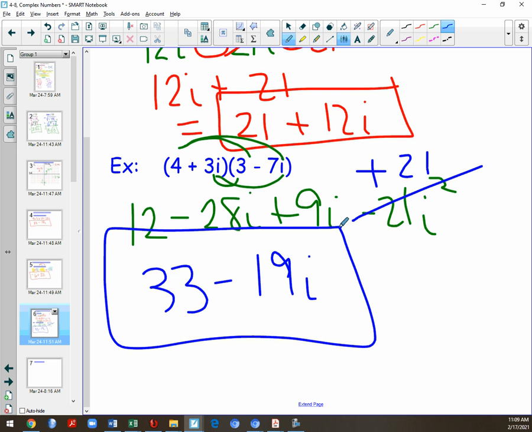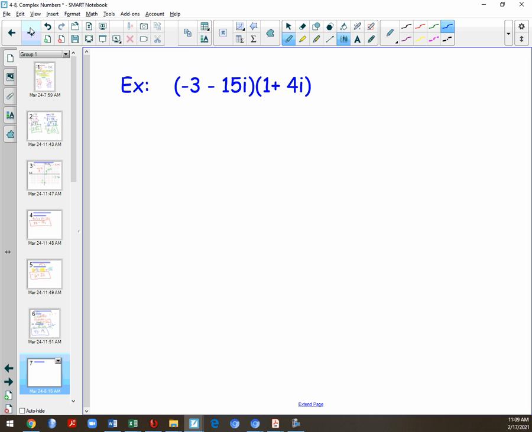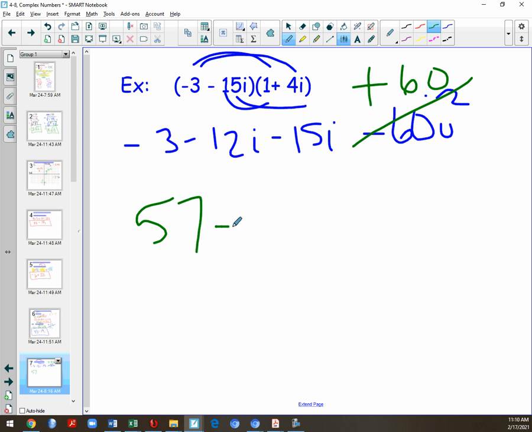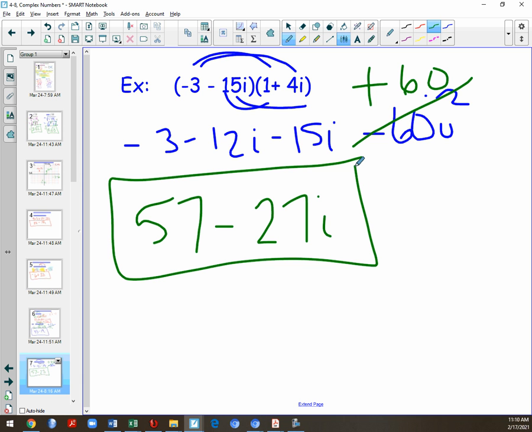Okay, next. Same thing as multiplying. So for multiplying, distribute, that gives me -3 minus 12i minus 15i minus 60i squared. Now, minus 60i squared turns into a plus 60. So 60 minus 3 is 57. -12 and -15 gives me a -27i.